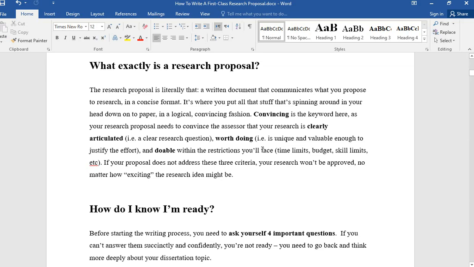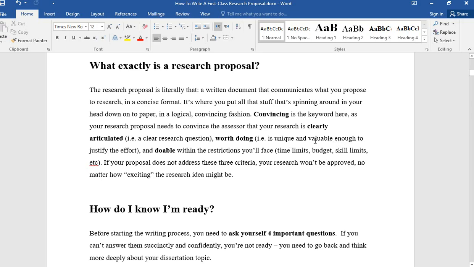worth doing. It means that it's unique and valuable enough to justify the effort. You should show that it's worth doing. Sometimes the research is not worth doing. There is a problem, but it is not worth doing. It's not economical. It would be too expensive, for example, to do research on that, or that would be a very unimportant or trivial point to research. So we have to specify whether it is worth doing that research or not. Is it a unique and valuable title or point, right?